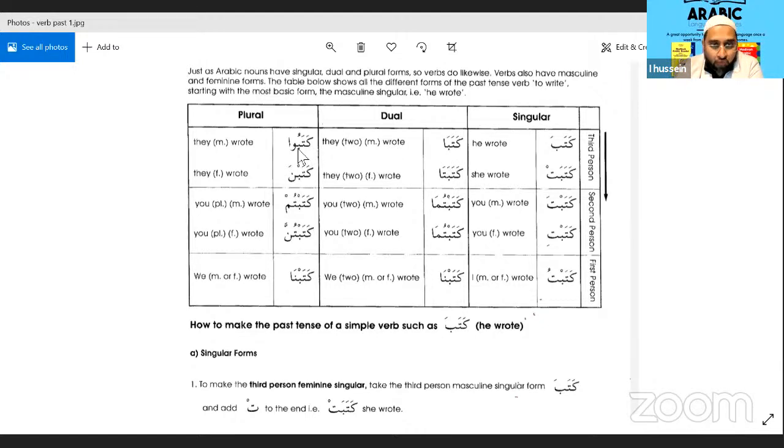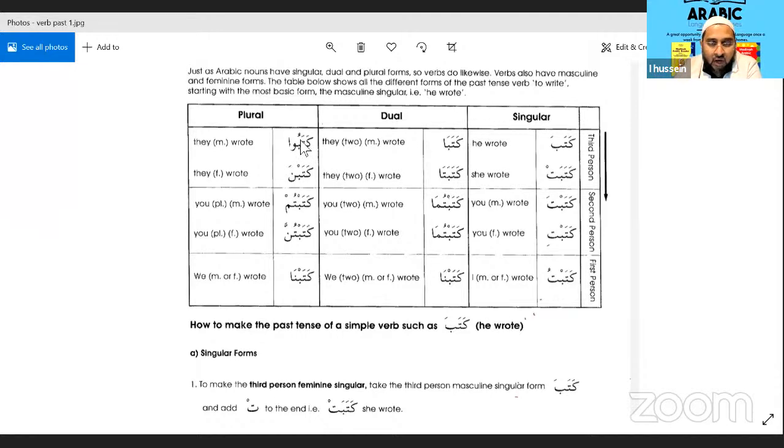And then we have katabu. Here we add the waw and the alif. So katabu means they all, men or boys, wrote. Adding the waw and alif, you will see this many times in the Quran, the past tense verb coming on this pattern. Whenever you want to make the plural, they all male, you add waw and alif. And you also see that the letter before the waw has a changed harakat.